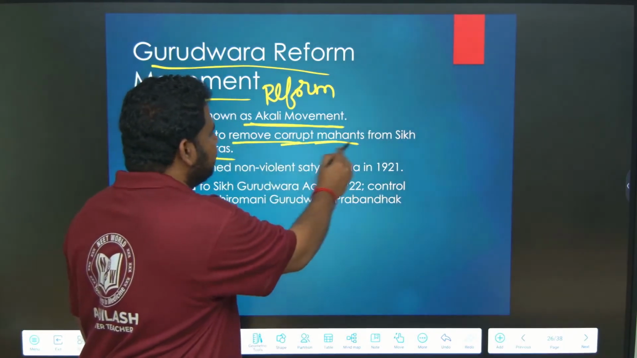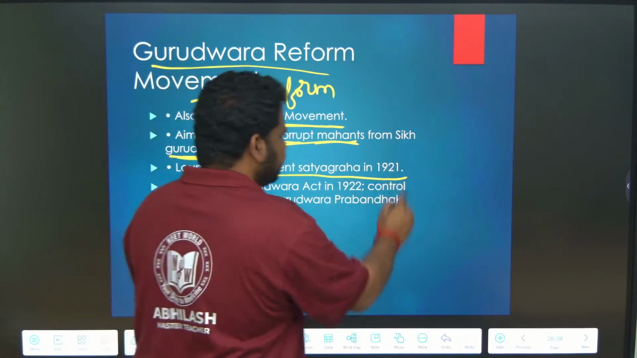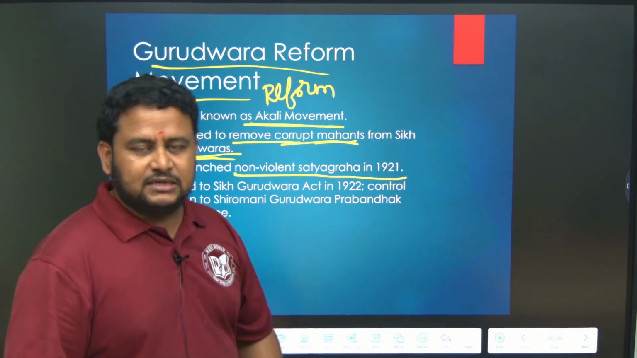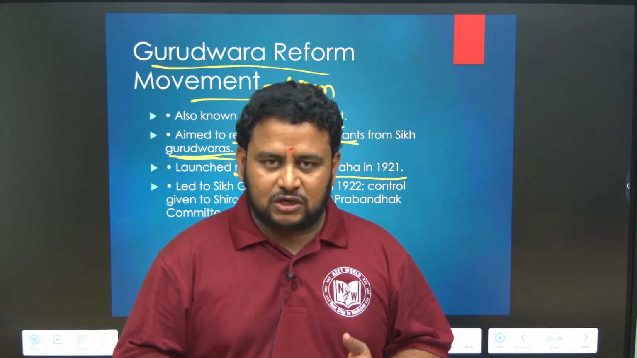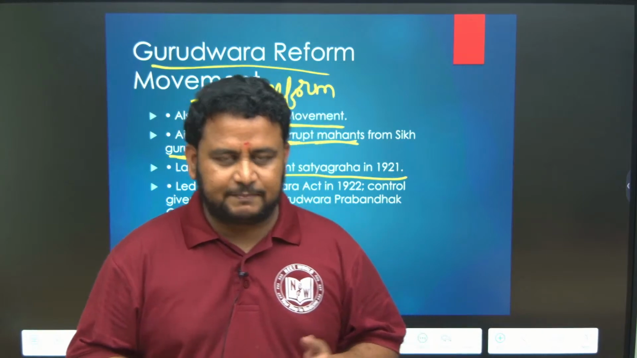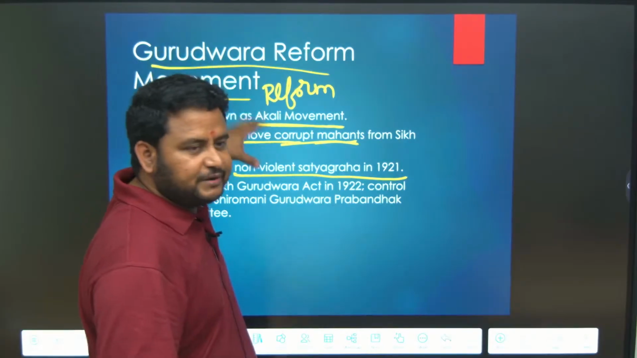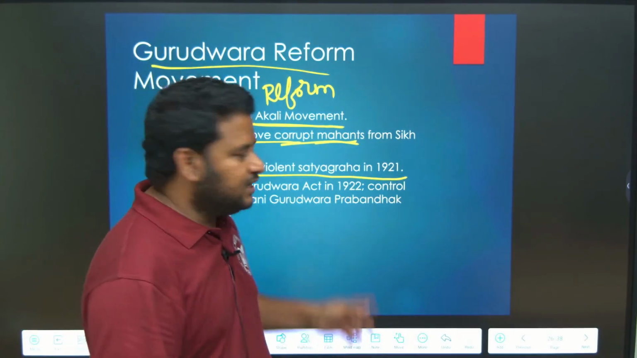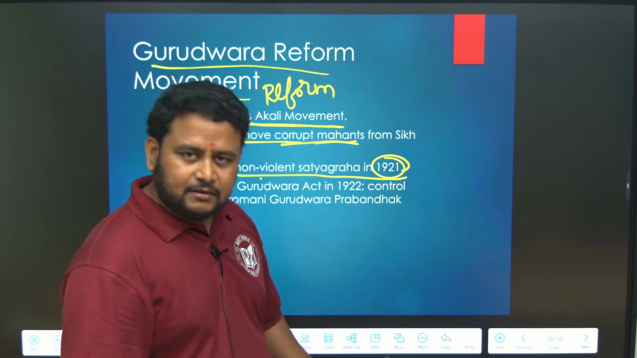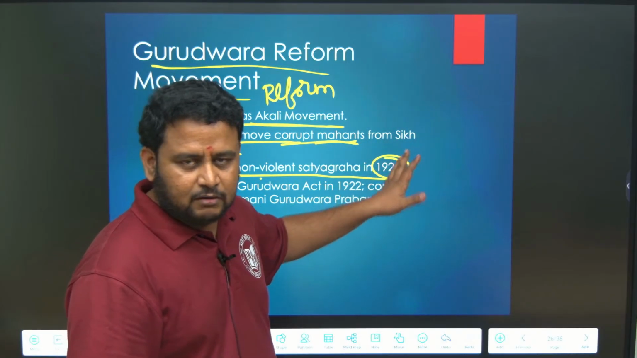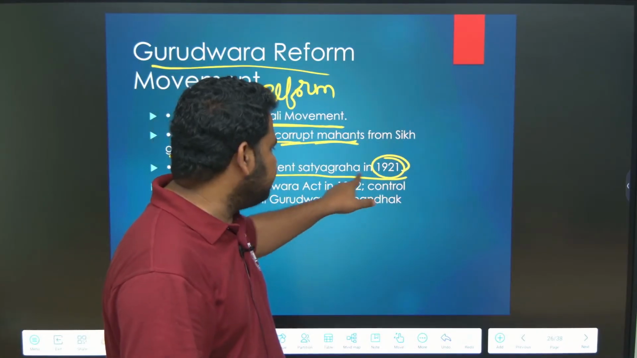The aim was to remove corrupt Mahantas from Sikh Gurudwaras, and it launched a non-violent Satyagraha in 1920. At that time it was non-violent because, under the influence of Gandhiji, the non-violent non-cooperation movement spread across the entire country, and among Sikhs also it spread. The Gurudwara reform movement culminated in the non-cooperation movement. It was a non-violent Satyagraha in 1921. Of late it is violent, but no need to worry about that or remember it. You have to remember that at that time it was a non-violent Satyagraha in 1921.